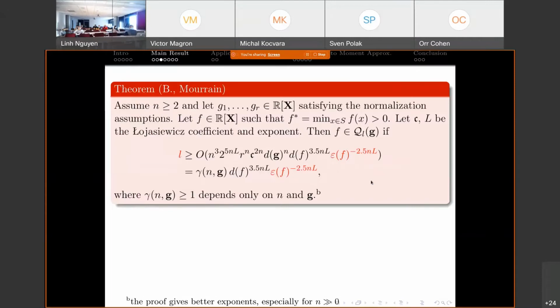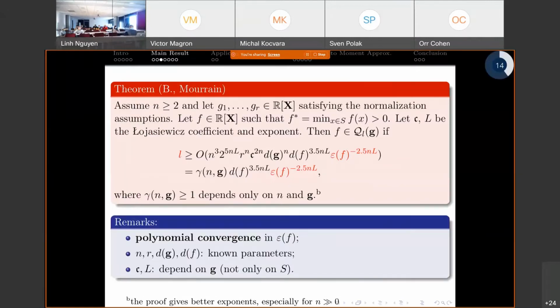Okay. So going on, what are the important things? The first, there is a polynomial convergence in epsilon of f. The parameters involved, you can see in the first line: the number of variables, the number of inequalities, the degree of the inequalities, the degree of f. These are known parameters, so the only, say, mysterious ones are the Łojasiewicz constant and exponent. And these depend on the description of the same algebraic set. Okay, but at least for the exponent, we will prove that L is equal to 1 in regular cases.